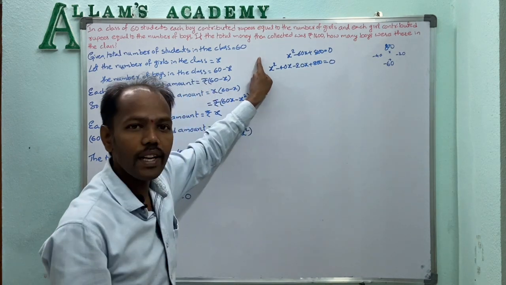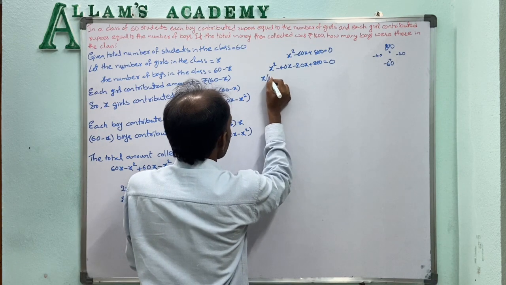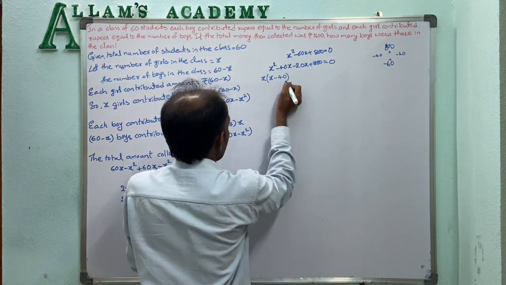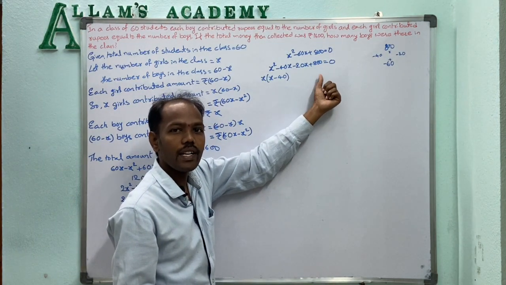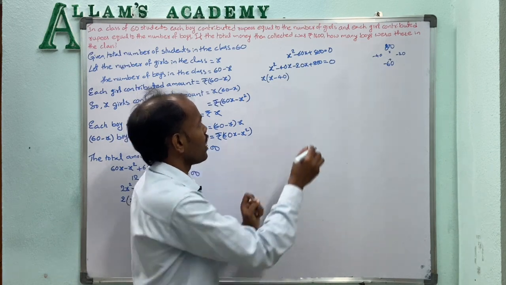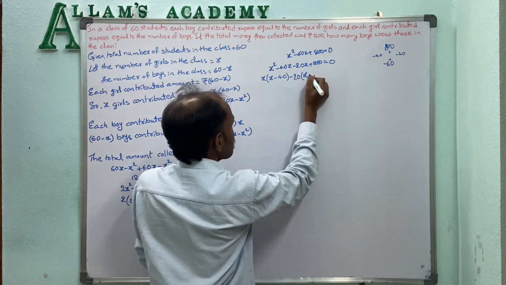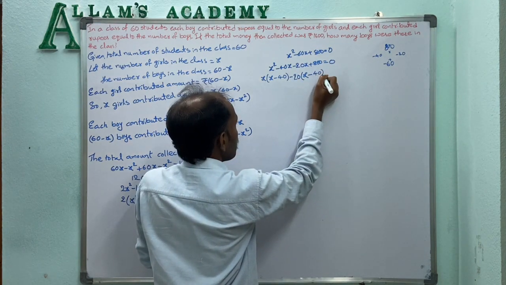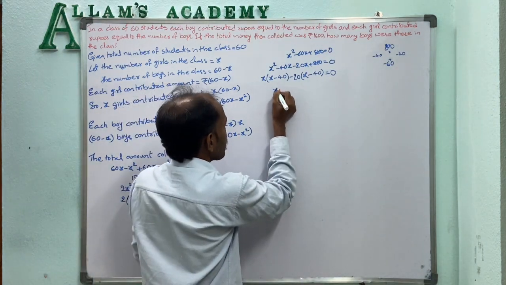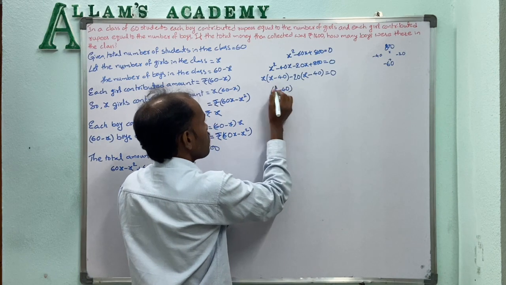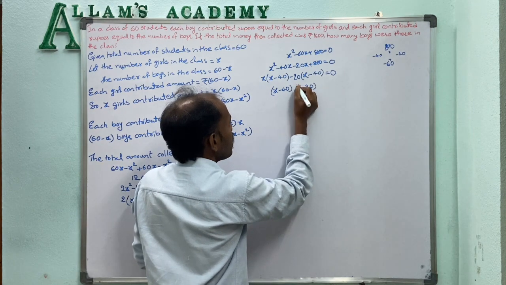Now x square we can write as x into x, and 40x we can write as 40 into x. So taking x common, we get x minus 40. Now 20x we can write as 20 into x, and 800 as 40 into 20. That means in both, 20 is common. So taking minus 20 common, minus into minus is plus, 40 into 20 equals 800. So 40. Now x minus 40 is the common factor. Taking the common factor, in the first case what remains is x, in the second case what remains is minus 20. So x minus 20 equals 0.